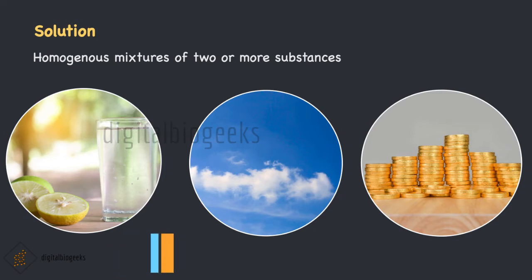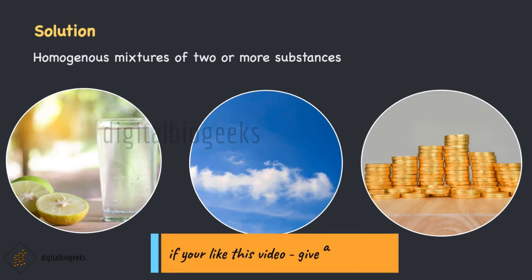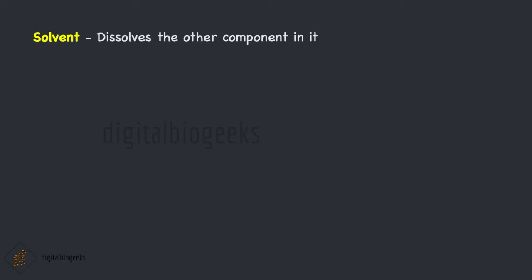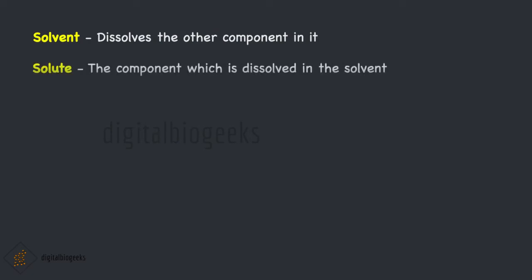A solution has a solvent and a solute. The solvent dissolves the other component in it. That means the solvent dissolves the solute in it. The solute is the component which is dissolved in the solvent. Let's see what the properties of a solution are.